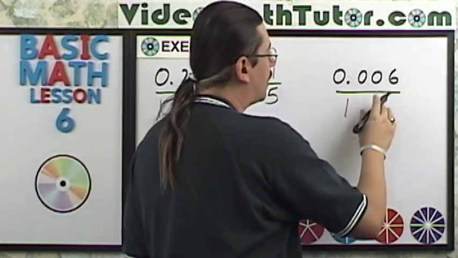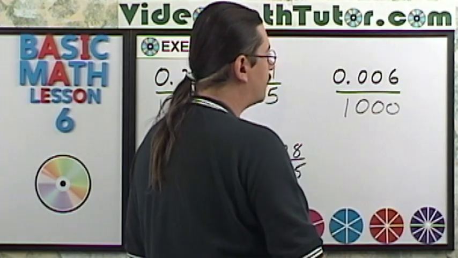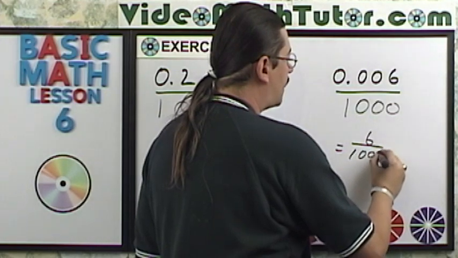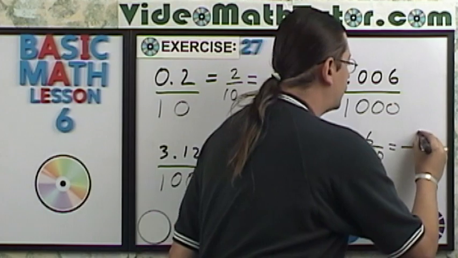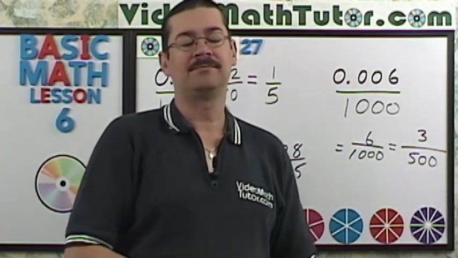Now over here, do the same thing. Divide that by 1, and then I have 3 places, so I tack on 3 zeros. So this is equal to 6 over 1,000. Now you can cut everything in half, so we're going to get an answer of 3 over 500.